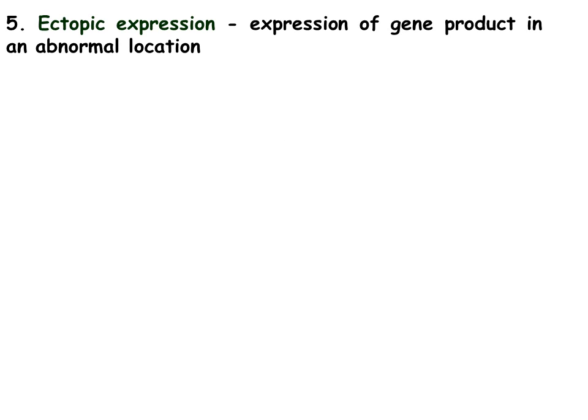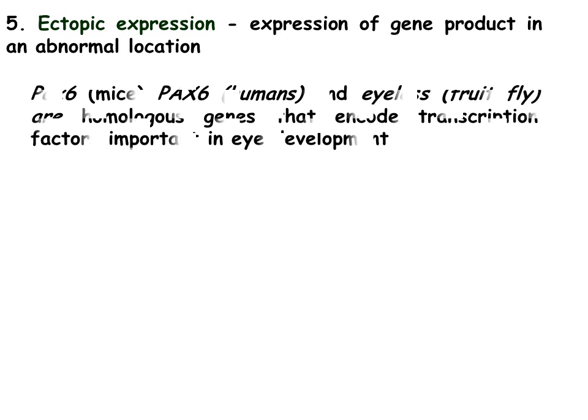And then there's what we call ectopic expression. And this is, of course, the expression of a gene product, a protein, in an abnormal location. So we have things like PAX6 mice or PAX6 humans. And the same sort of thing would be in a fruit fly, eyeless.